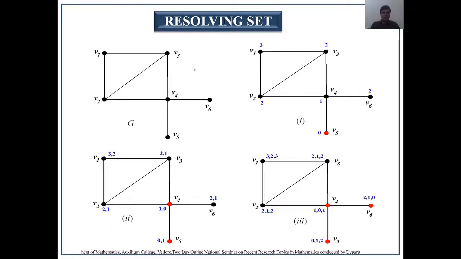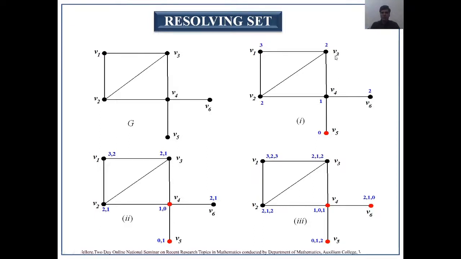To explain properly, let me take a graph and explain it. So consider a graph on 6 vertices. First, I am accommodating vertex V5 in the set W. Now I am finding the distance from this vertex to all other vertices in the graph. The distance between V5 and itself is 0. The distance between V4 and V5 is 1, which I have written here, and the distance between V5 and V6 is 2, which I have written here.